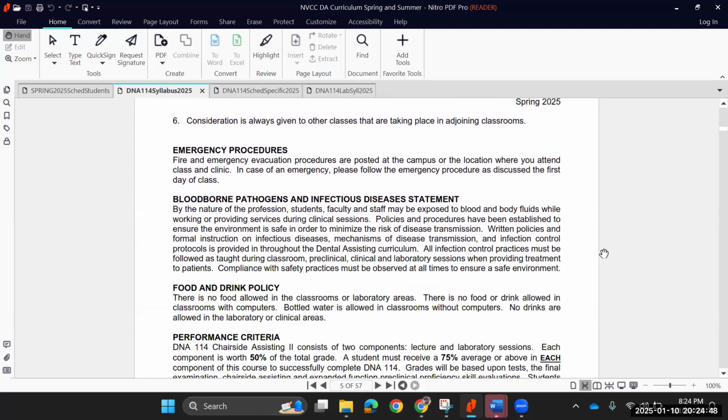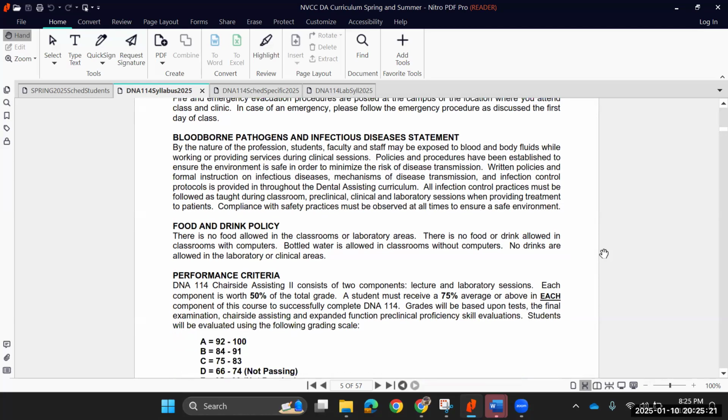Please know that there could be bloodborne pathogens and infectious diseases. You never know. We don't intend to work on each other. And of course, we do have sterilized instruments at all times. But still, this is a program that could entail bloodborne pathogens, especially things like DNA 140, where you're working on live patients and not mannequins out at the assigned clinical sites. So keep that in mind. We do not really allow any food or beverage in the computer rooms, nor in the labs.